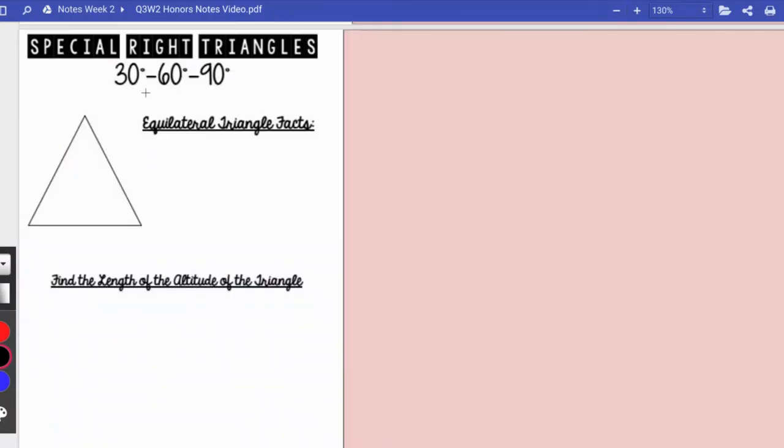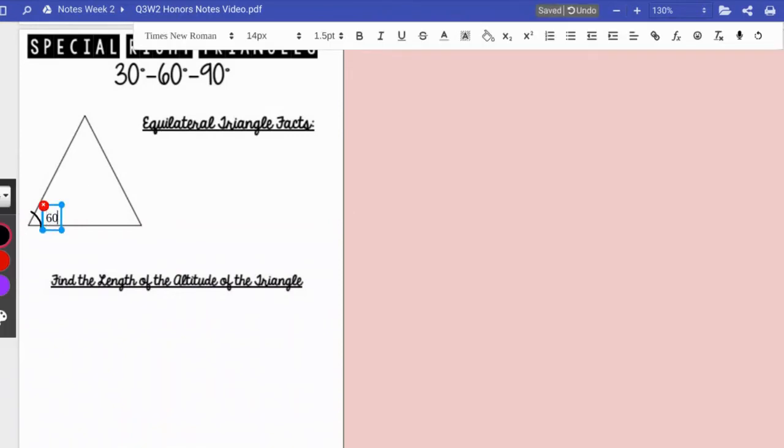Basically, this is another type of special right triangle because it follows a specific pattern like the 45, 45, 90 triangle. If I have an equilateral triangle, let's say this triangle you're looking at right now is equilateral. What that means is this angle here is going to be 60 degrees because all the angles inside of an equilateral triangle are 60 degrees.